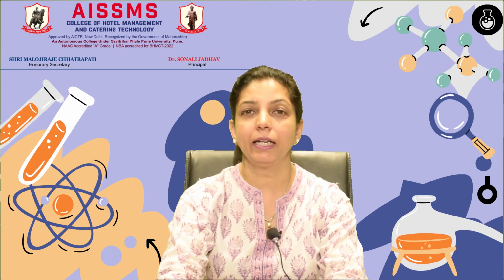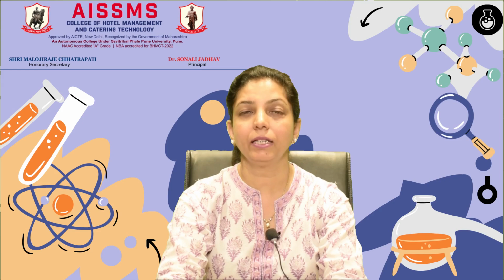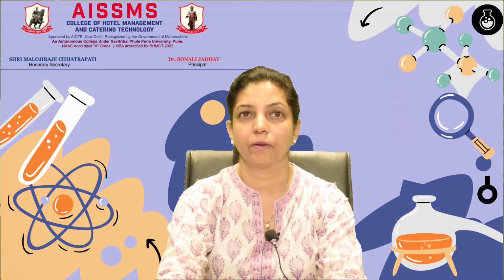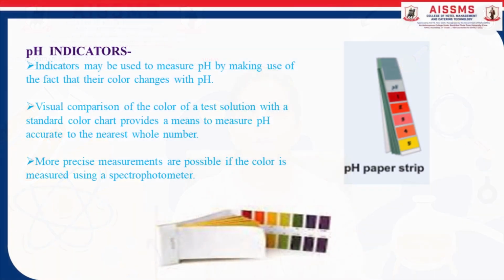So there are certain indicators for pH that will define the pH value of a particular solution. Indicators may be used to measure the pH by making use of the fact that their color changes with the change in the pH. Can you see a color coding given on the slide? As we discuss this concept further, you will be introduced to this scale. Visual comparison of the color of a test solution with a standard color chart provides a means to measure the pH accurate to the nearest number.